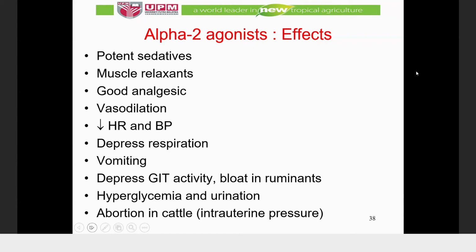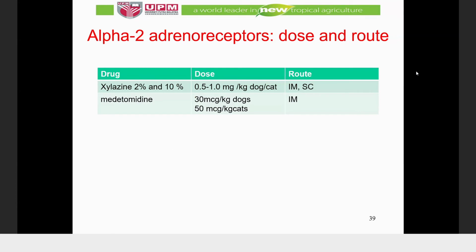In ruminants, they will cause tympany and bloat, because ruminants accumulate a lot of gases. So they are to be used very carefully in ruminants, and they are more potent in ruminants. They also cause hyperglycemia and urination. And they can cause abortion in cattle by increasing intrauterine pressure. This is the dose of the most commonly used drugs. Medetomidine we don't have in our clinic, and most commonly we have xylazine.